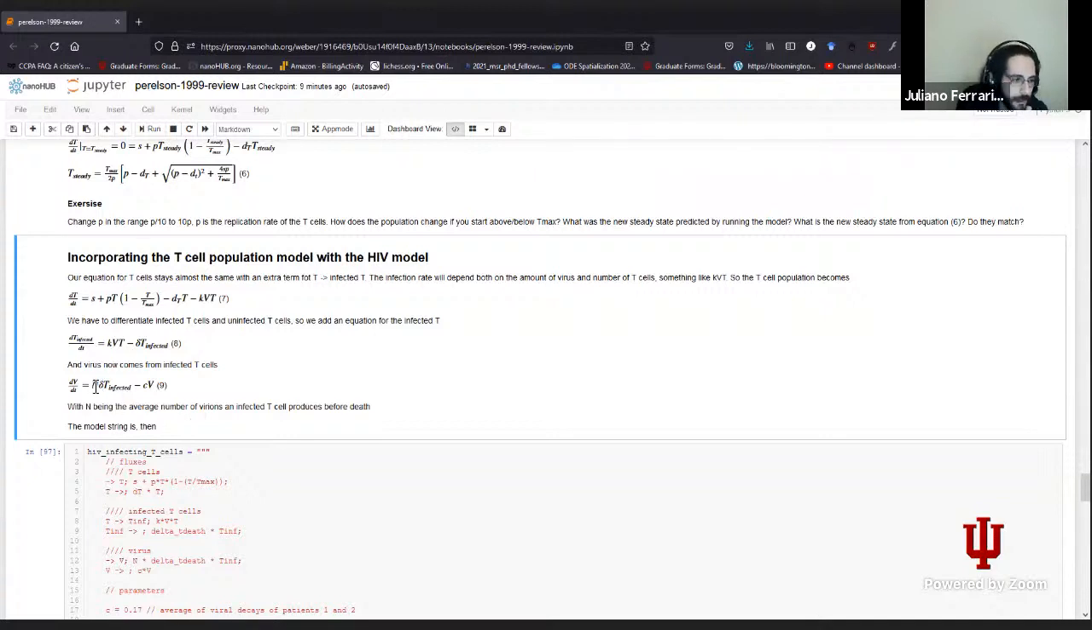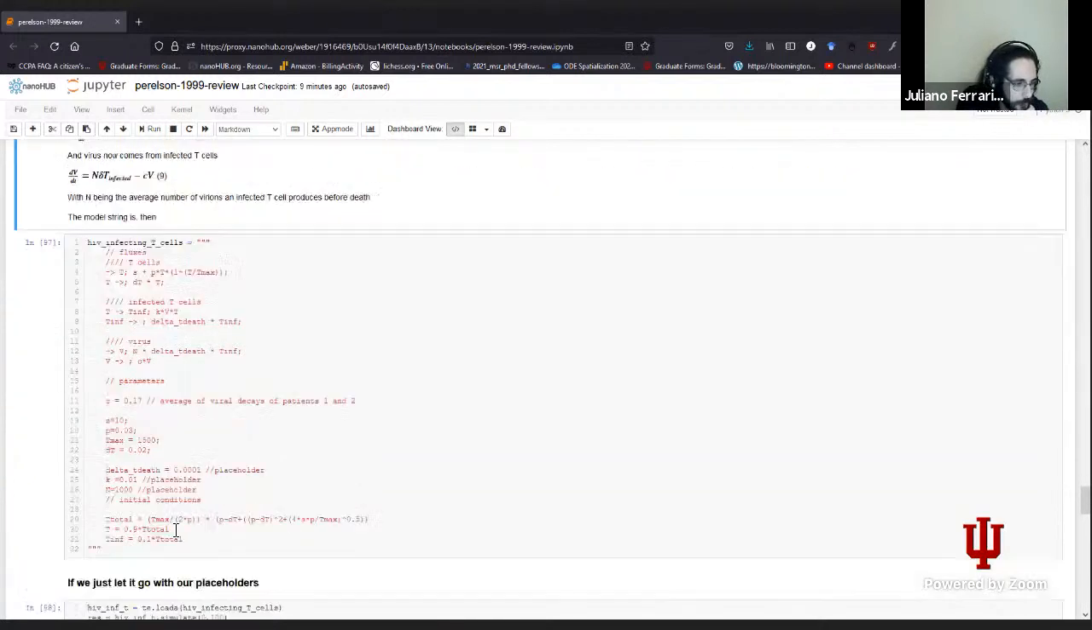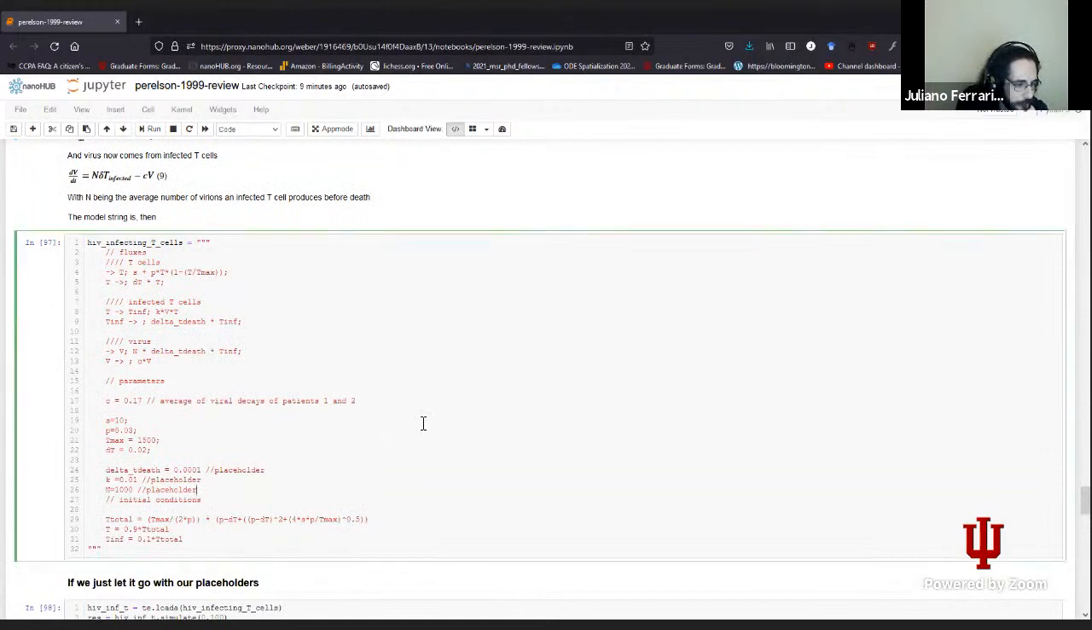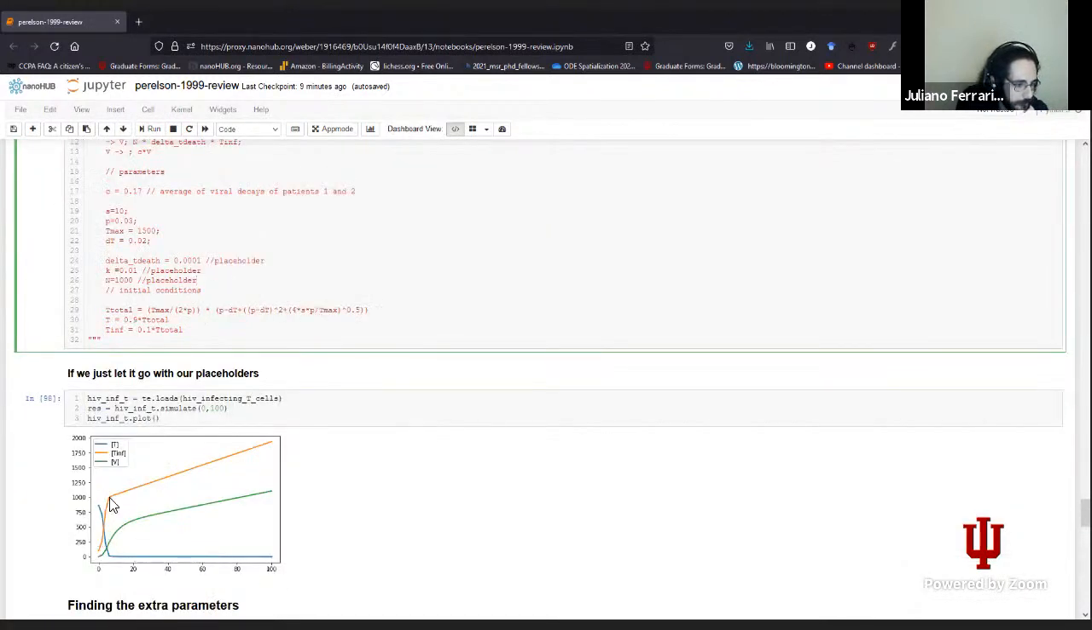And in the paper, they argue why this works, but it's not too hard to see. Yeah, so now this is the model with everything, some placeholder numbers. And we see how things go.